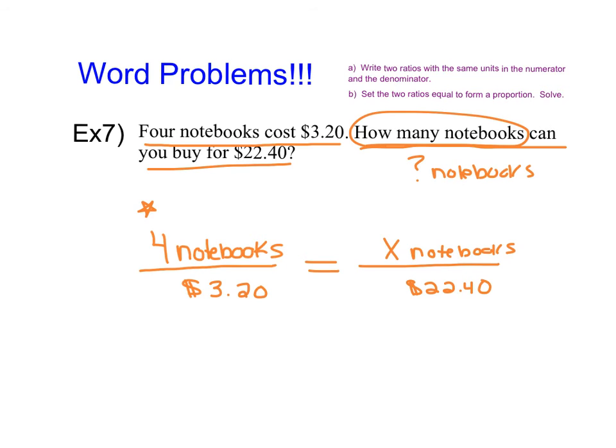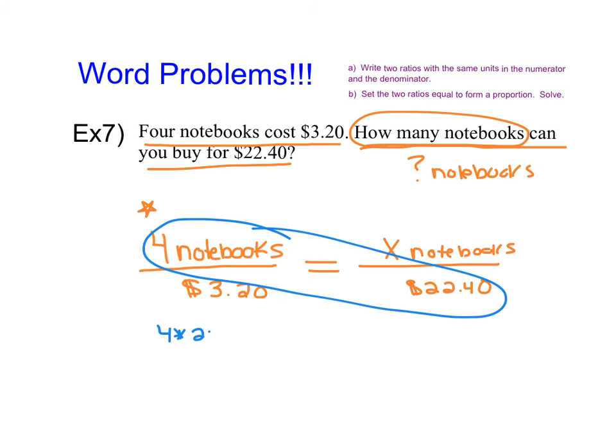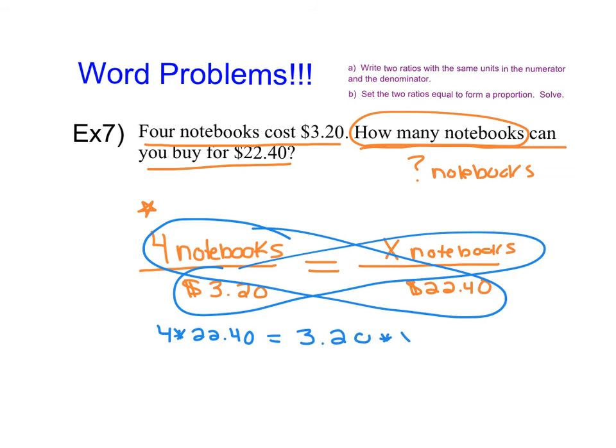So now from here, we're going to use our cross multiplication strategy because we have a proportion. We have fraction equals fraction. So I take 4 times 22.40 is equal to 320 times x. So if I take 4 times 22.40, I end up with 89.6, which is equal to 320x. I then divide both sides by 320, and I end up with x is equal to 28.